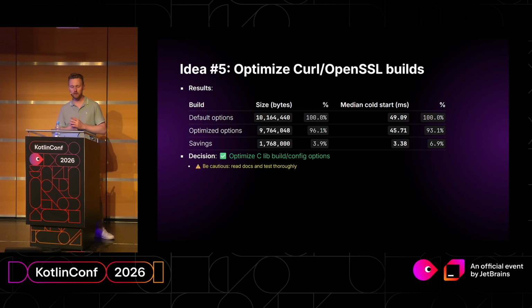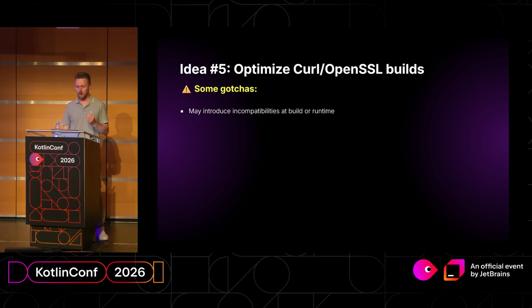Optimizing my C libraries, build and configuration dependencies got me some performance improvements, but there are some caveats here. Customizing these options is kind of an advanced feature. These options have defaults for a reason. It's because they're the best and most supported for the general use cases by the authors of these libraries. And so tweaking them, especially when there are multiple C libraries that need to communicate, may introduce some incompatibilities at build time, or even worse, at runtime.